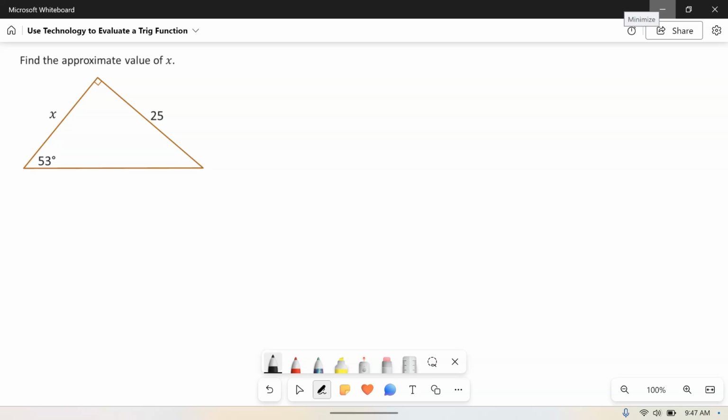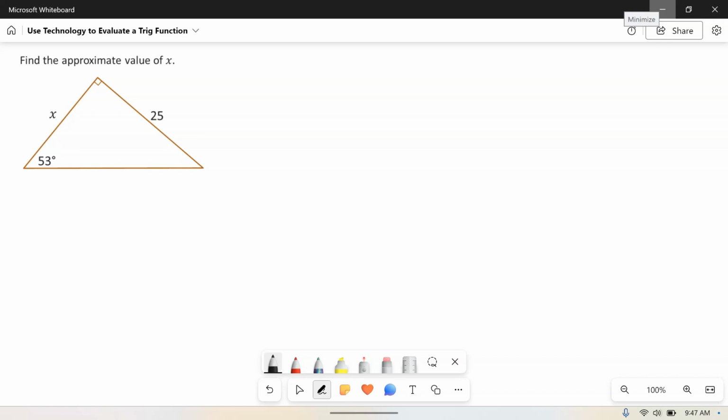In this example, we're given a right triangle, and one of the acute angles of that right triangle has a measure of 53 degrees. We also know that the side of the triangle that's next to that angle has a measure of x, and that the side opposite the triangle has a length of 25, and the hypotenuse is unknown. We want to find the approximate value of x.